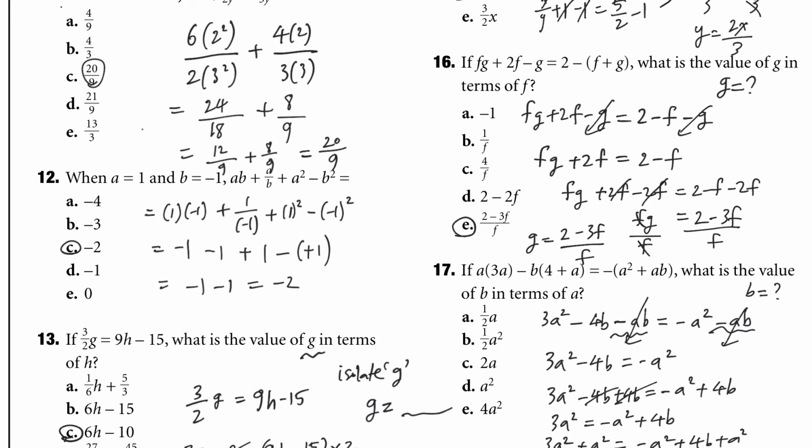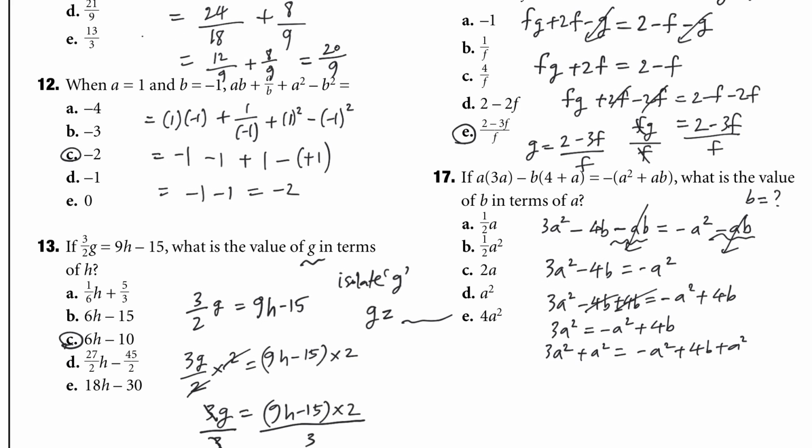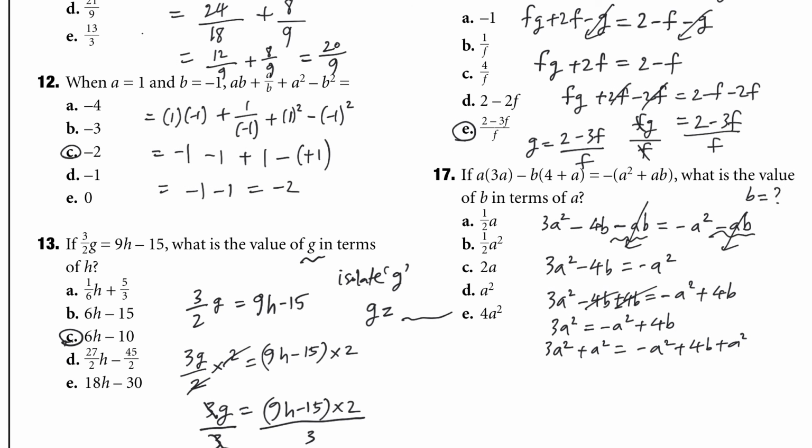Why? Because, sorry, I'm going to move this up. Because then I can cancel these out. I have 4a squared is equal to 4b. How do I get rid of the 4 from 4b? Divide both sides by 4. And I also noticed that I can cancel these out. So b is equal to a squared. Answer is D.